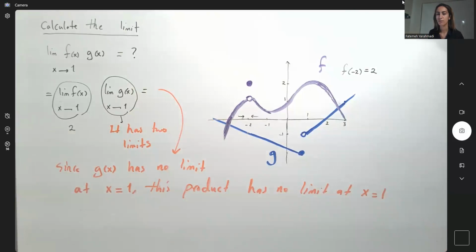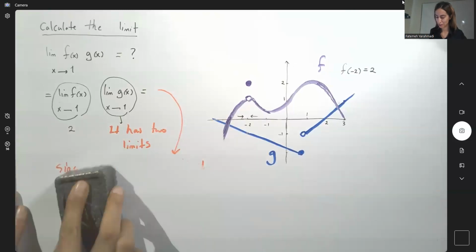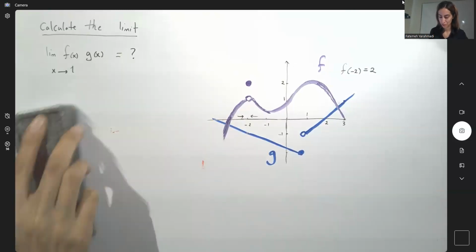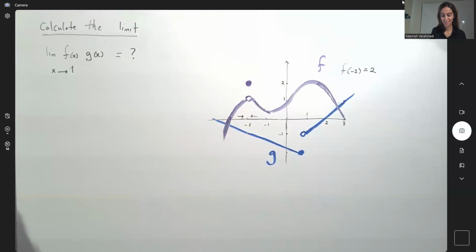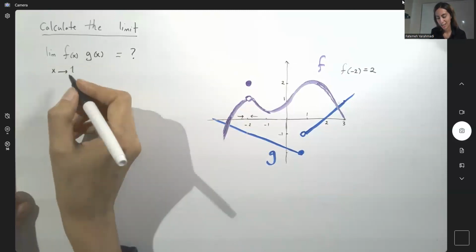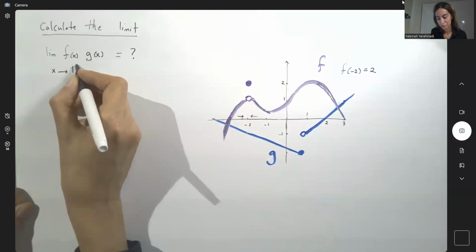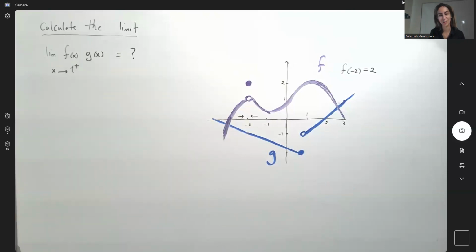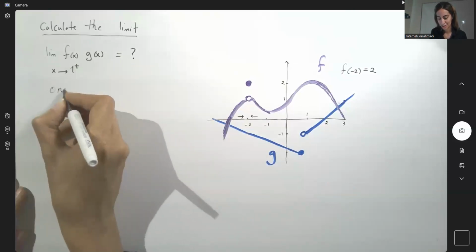What if I ask you to find the limit from left, the limit from right? That's a different story. Let me erase this and explain how to approach that. So now I'm changing the question to find the limit of f times g as x approaches 1 from right-hand side, right? So one-sided limit.